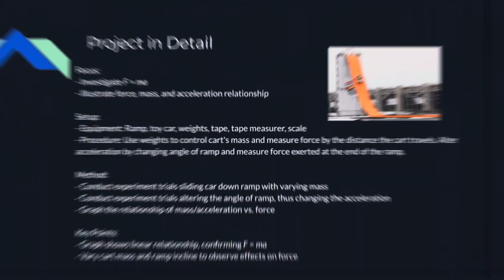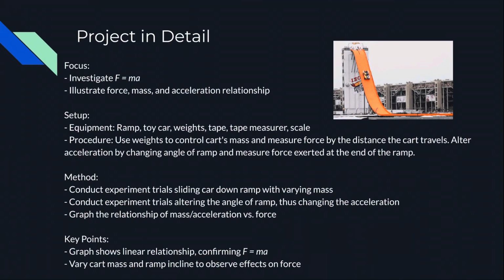motion. Project in detail. Focus: investigate F equals ma. Illustrate the force, mass, and acceleration relationship. Setup: equipment, ramp, toy car, weights, tape measure, and scale. Procedure: use weights to control the cart's mass and measure force by the distance the cart travels. Alter acceleration by changing the angle of the ramp and measure the force exerted at the end of the ramp.